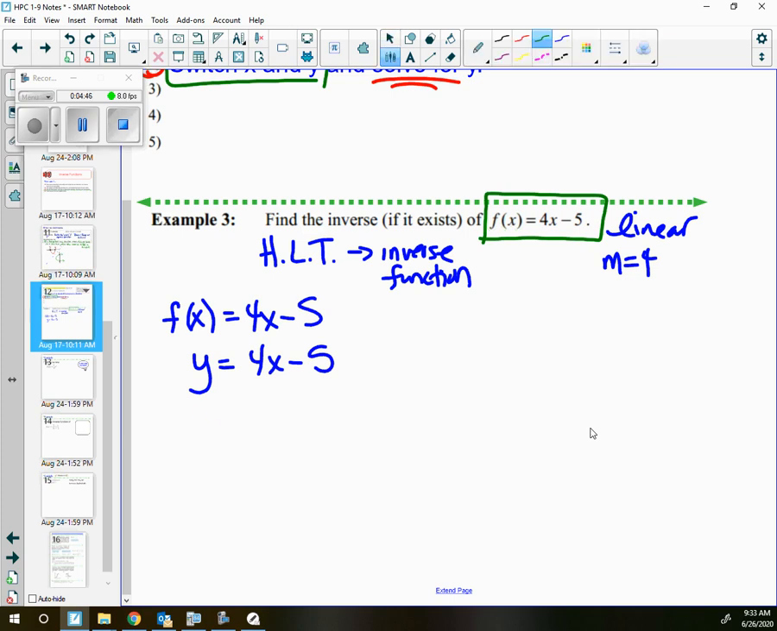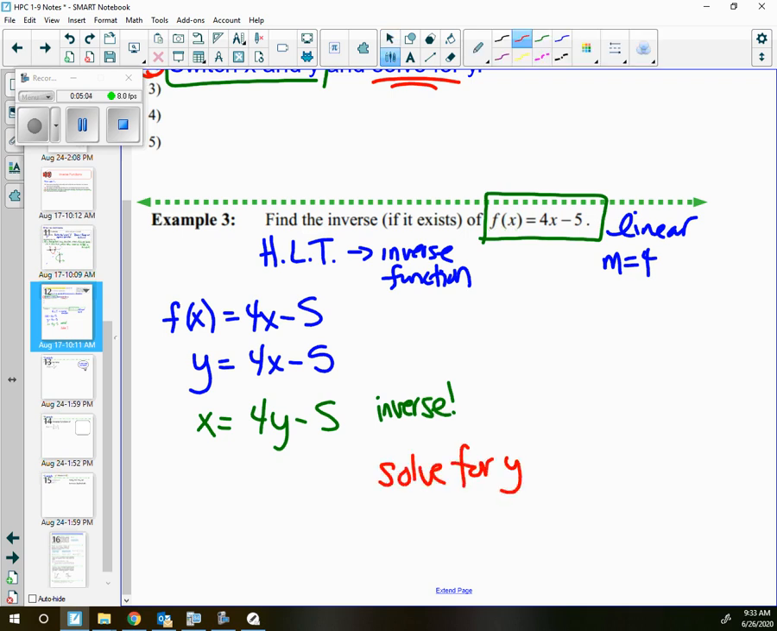You switch the domain and the range. So I'm going to switch the x and the y. So I have just found the inverse. That is the inverse right there. So x equals 4y minus 5. Now the problem is with that inverse, it's not very user friendly. I can't put it in my calculator. So we are going to solve for y.